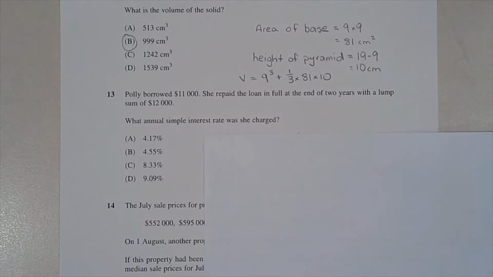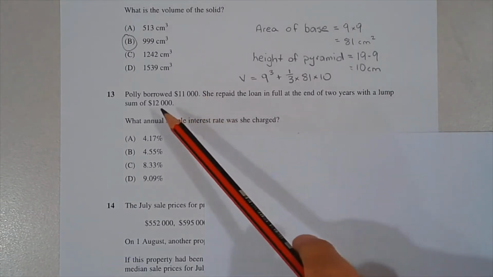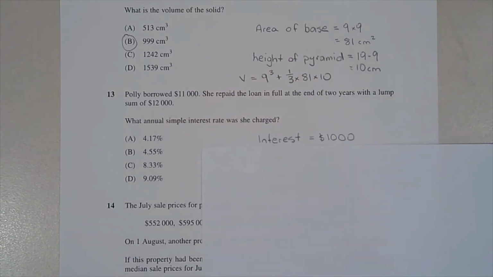Question 13. Polly borrowed $11,000. She repaid the loan in full at the end of 2 years with a lump sum of $12,000. What annual simple interest rate was she charged? And the first thing to note is the amount of interest that she paid. So she borrowed $11,000, paid back $12,000, which means the interest is $1,000.